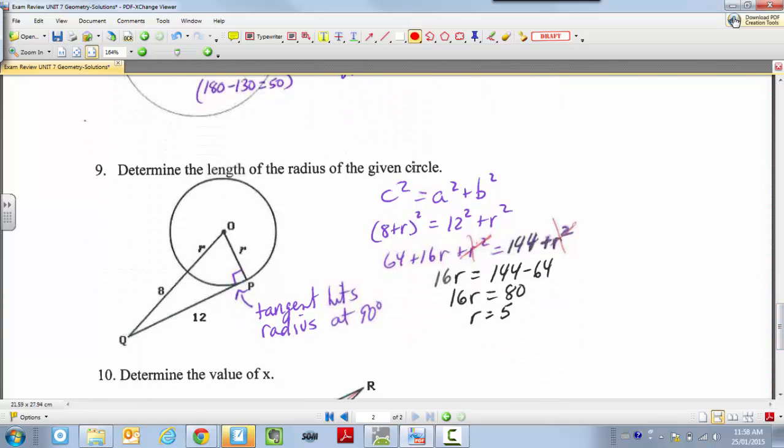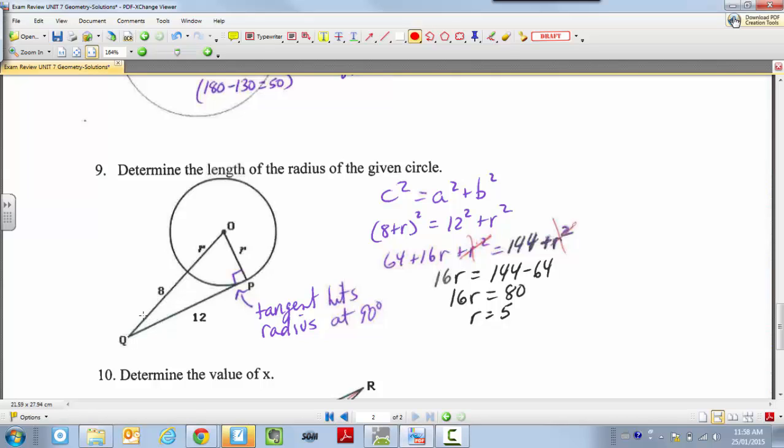Determine the length of the radius of the given circle. Okay, so I see again a right angle triangle. Now again, this was one more of the rules. If you have a radius and you have a tangent to the circle, so a line that just connects to the circle at one spot, these two will meet at a right angle. And so I have a right angle triangle.